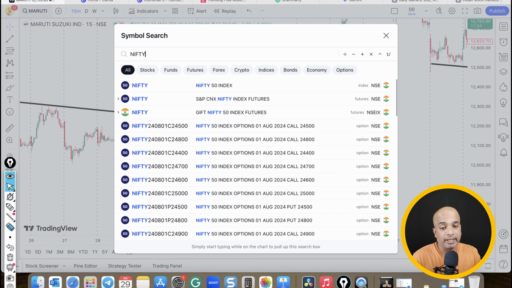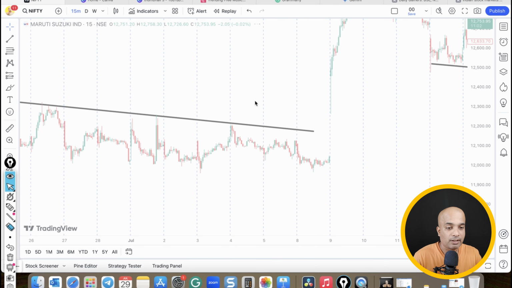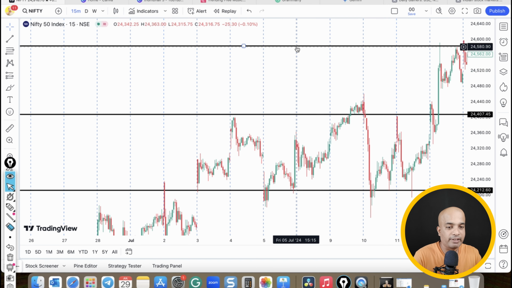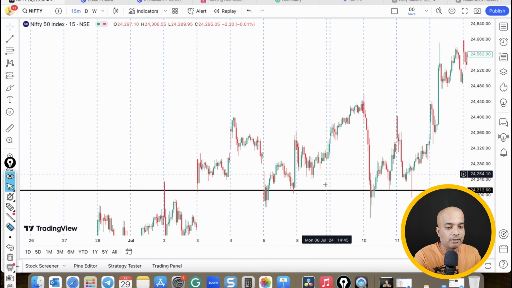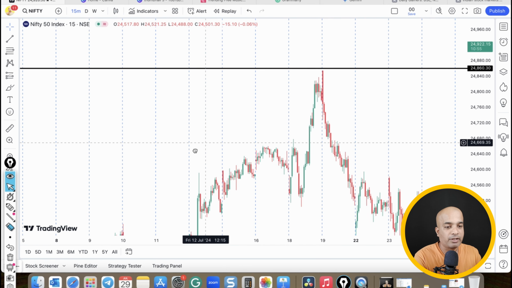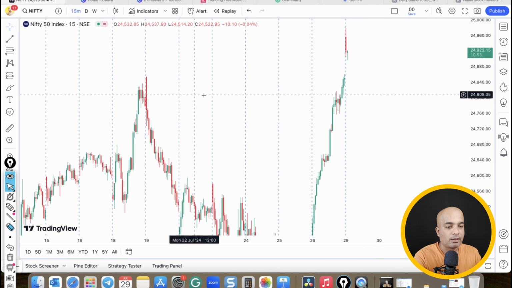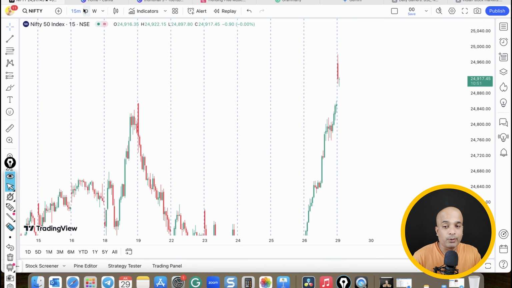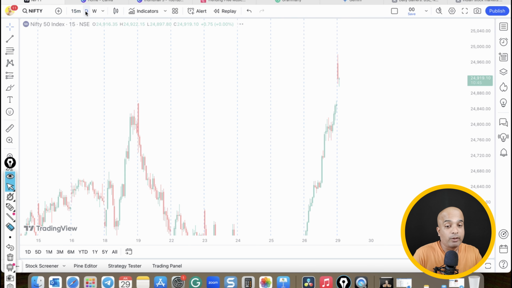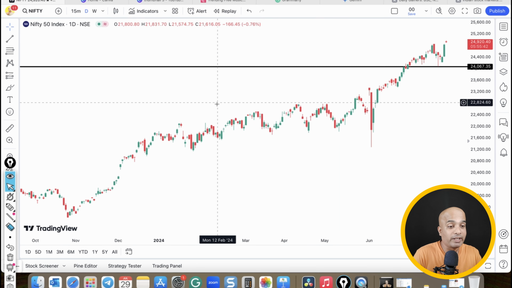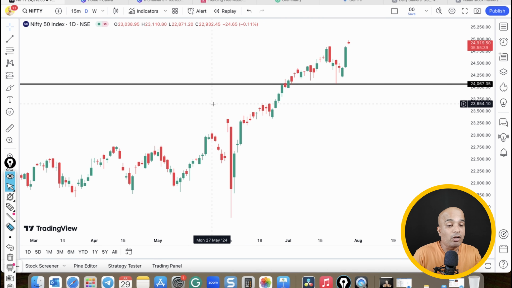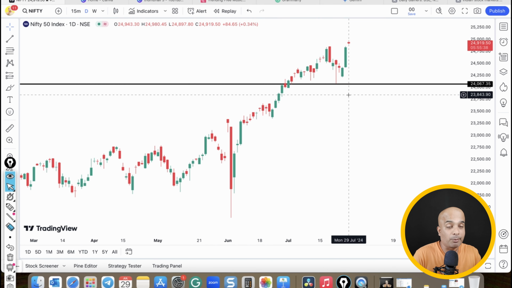See, what I do is, first I will go to the Nifty chart. I will delete all the trend lines for the explanation's sake. Whenever I'm planning to take intraday trades in Nifty, first I will go to the daily charts. I will draw the important support and resistance levels.